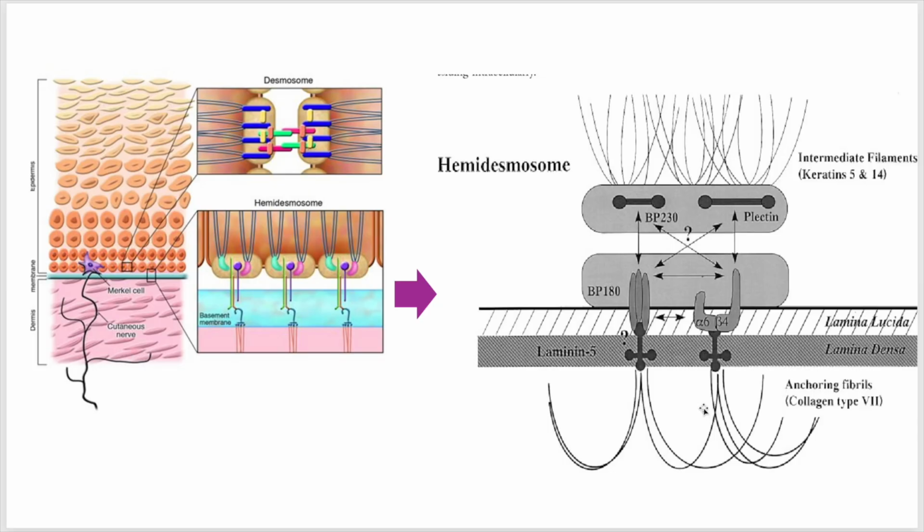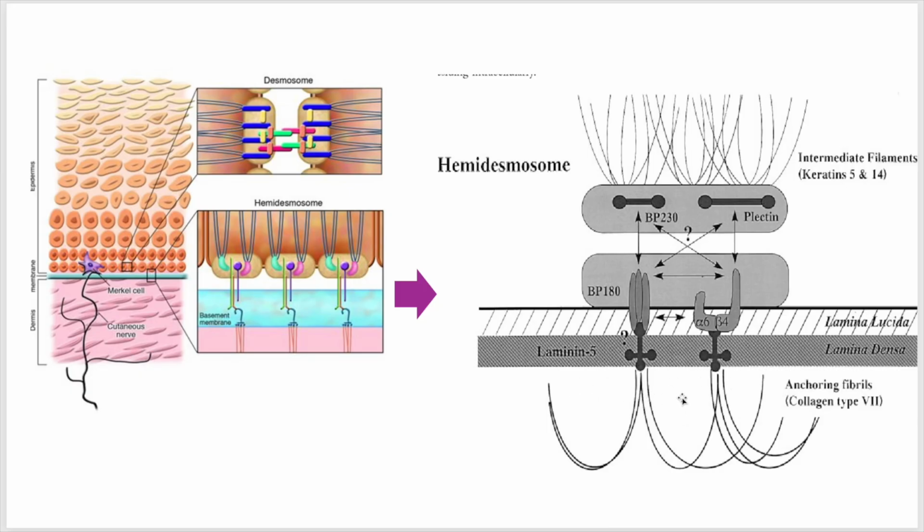From a clinical standpoint, this is critical for understanding the subepidermal blistering diseases. For example, in bullous pemphigoid, the antibody may target either BP230 or BP180, leading to detachment of the dermoepidermal junction. And in another disorder called epidermolysis bullosa acquisita, or EBA for short, the target is type 7 collagen, disrupting the anchoring fibrils deeper down in the basement membrane.